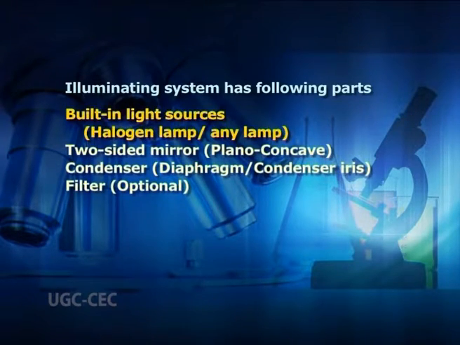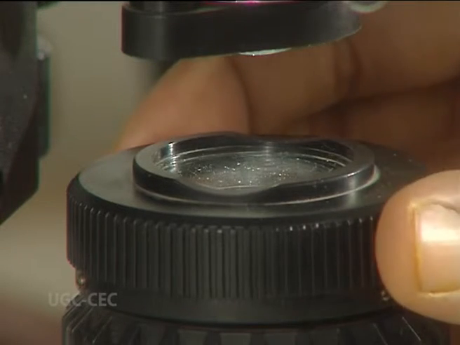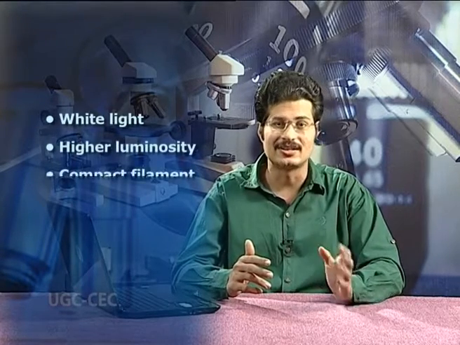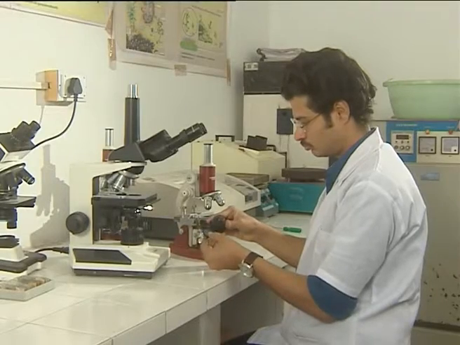Built-in light sources. An illuminator is built into the base of the microscope. A halogen bulb provides the best illumination. Halogen lamps are low wattage, high intensity lamps and are the preferred light source. Though costlier, these have the following advantages over tungsten lamps. They emit white light. They have higher luminosity. They have a compact filament and have longer life. On the top of the illuminator is an inbuilt filter holder to fit the filter of desired quality.